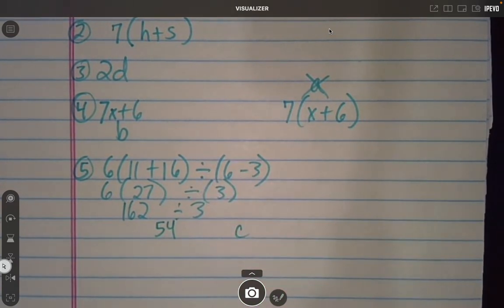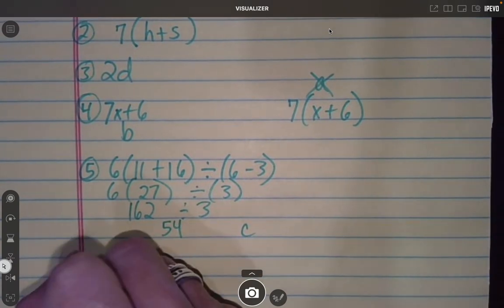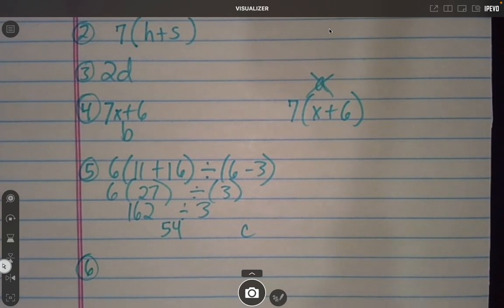Any questions on anything we did there? Do we not understand something? We got it? Okay. Moving along, number 6. And just so you know, the one on your test, if I go by this, looks more like number 5 than it does number 6.